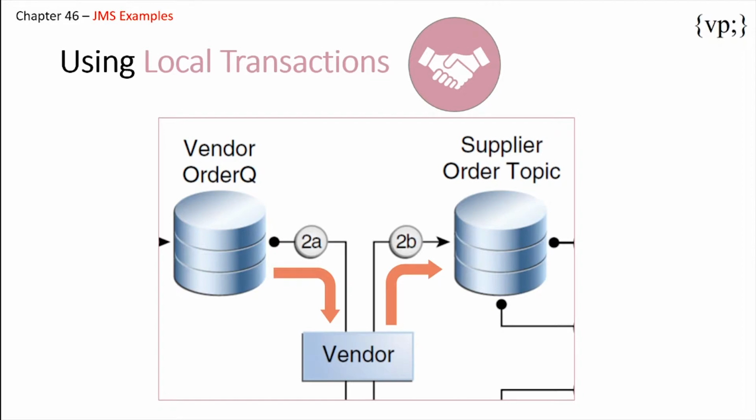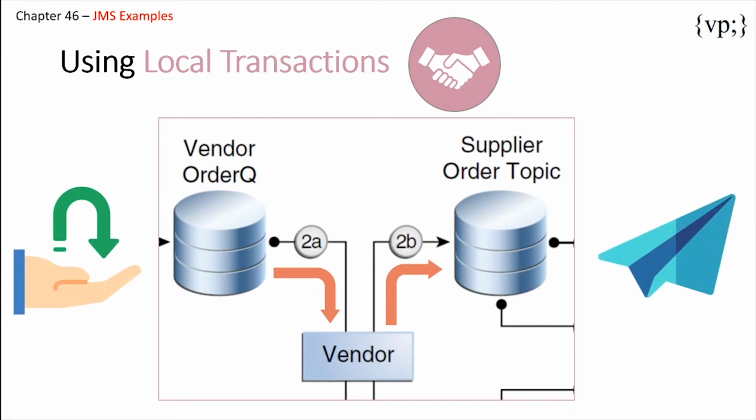So once the retail order message is received by the vendor, it will then be sent as an order message to the supplier order topic in one transaction. This JMS transaction uses a single session, so you can combine a receive from a queue, right over here, and a send to a topic. For simplicity, there are only 2 suppliers, one for CPUs and one for hard drives.